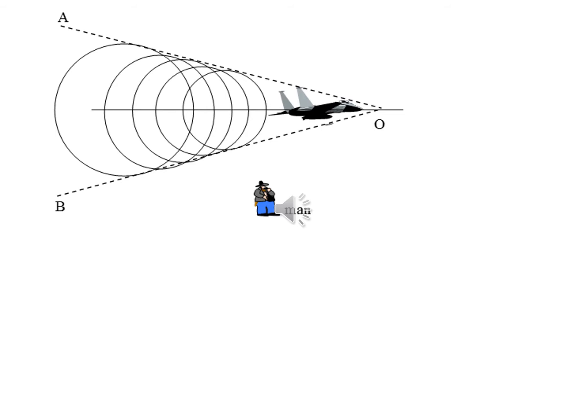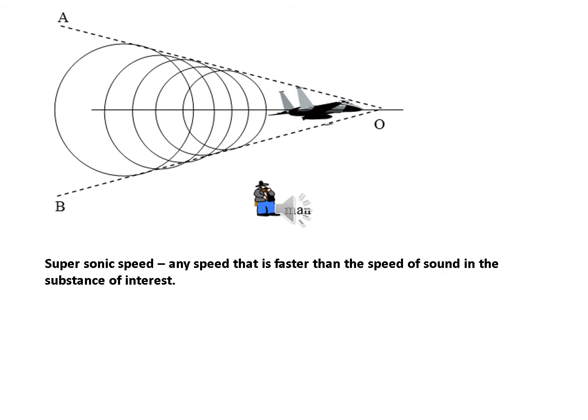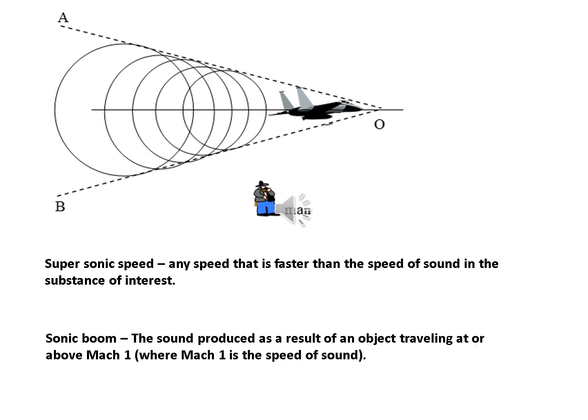Last week, we also discussed supersonic speed, any speed that is faster than the speed of sound in the substance of interest. And we also discussed what a sonic boom was. It's the sound that's produced as a result of an object traveling at or above Mach 1, where Mach 1 is the speed of sound.